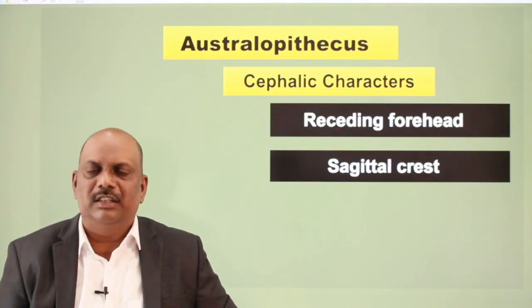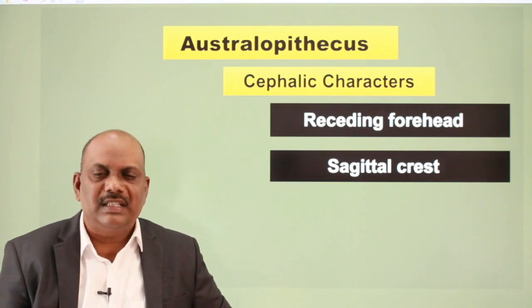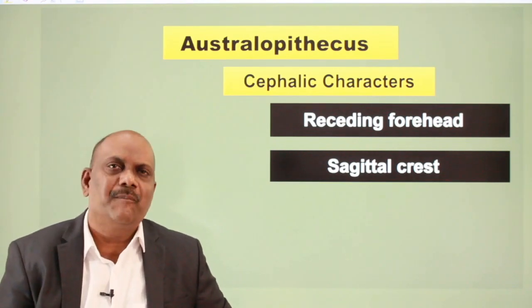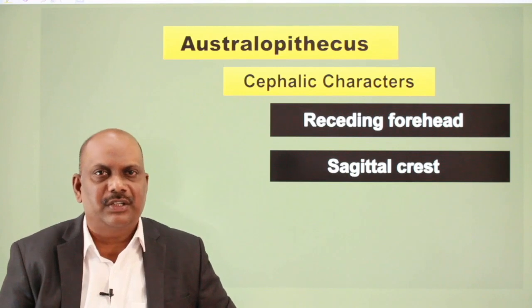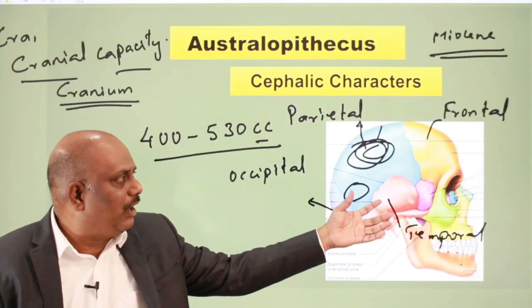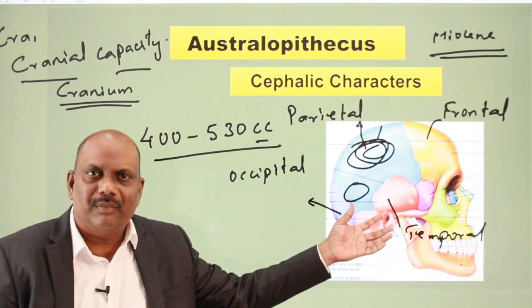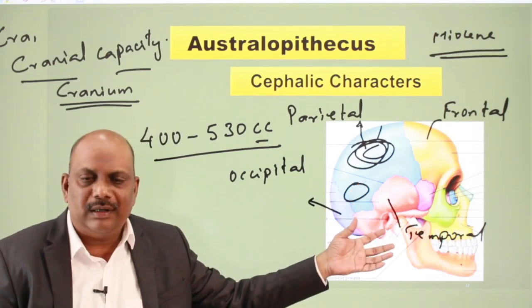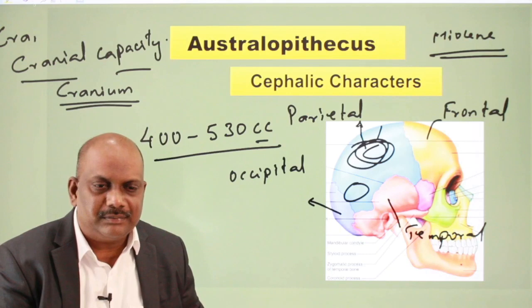So the next are other cephalic features: receding forehead and the presence of a sagittal crest. See here, this is the skull of a human being. Look at the forehead here.